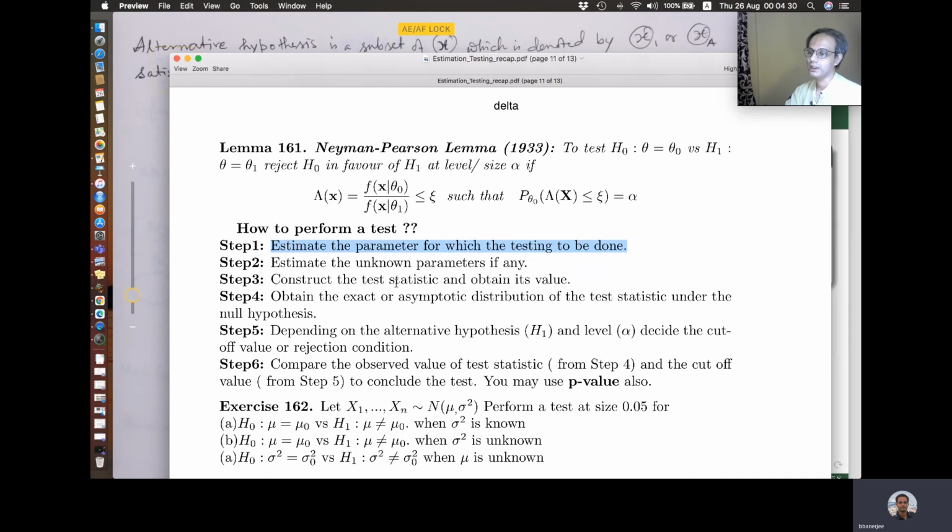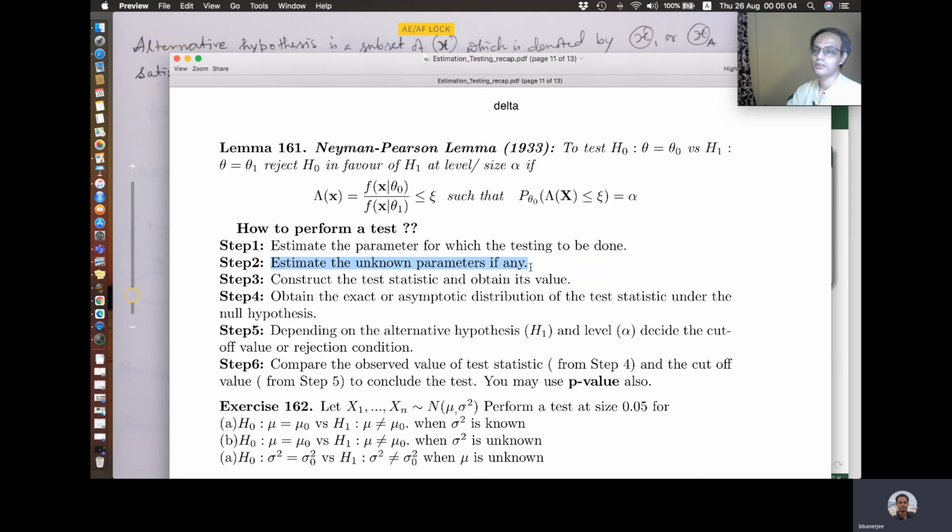After doing that, you may also have some unknown parameters for which you are not doing the testing. Then you also have to estimate those parameters, if there are any. If there are no such unknown parameters, you can skip this step. Then construct the test statistic and obtain its value. So given the data, you can obtain its value.